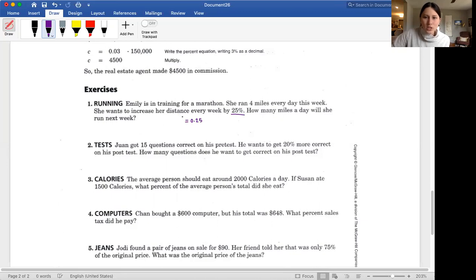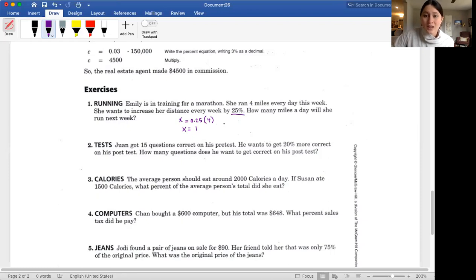So the question is saying she wants to increase her distance every week, so previous week, by 25%. So we're looking at 25% of 4. What is 25% of 4? Now 25% of 4, if you work this out, or a quarter of 4, is just 1, right? So what this means is that she needs to increase her next week's miles by 1.